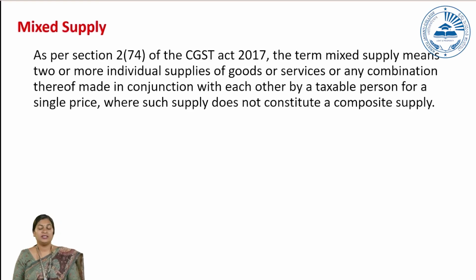Here we determine the tax on the supply on the basis of the highest GST rate applicable to these goods. That will be taken as the GST rate for the entire bundle. So with this, I'm winding up today's topic. So far we have explained the types of supply.